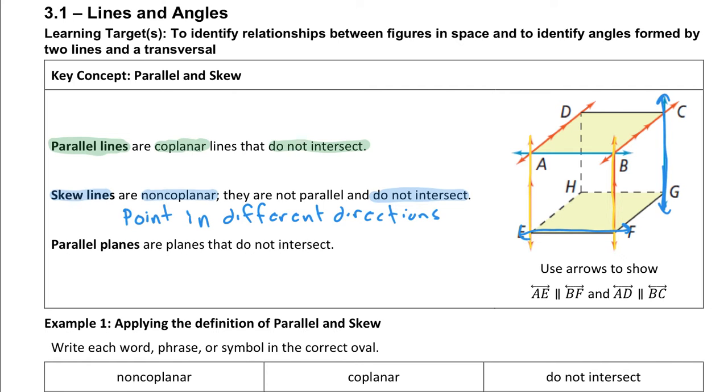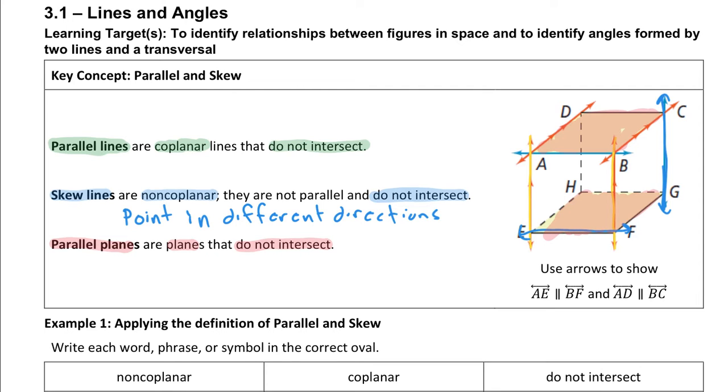And parallel planes is a pretty simple one to understand. Parallel planes are planes that do not intersect. There's no other definition for those. So a pair of parallel planes, I'll highlight them in red. DABC, kind of like the ceiling of this box here. The parallel plane to that would be HEFG, this bottom plane. So parallel planes are planes that do not intersect.